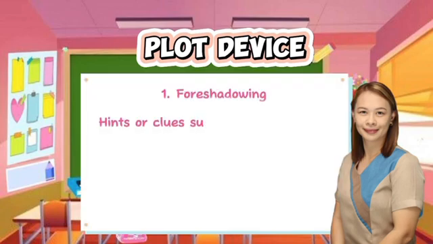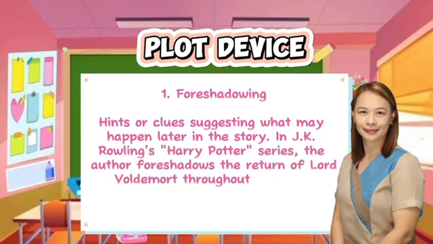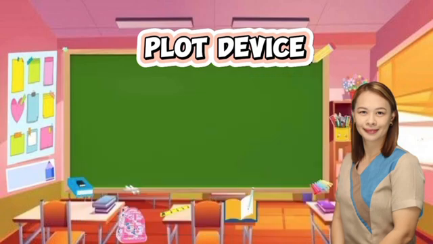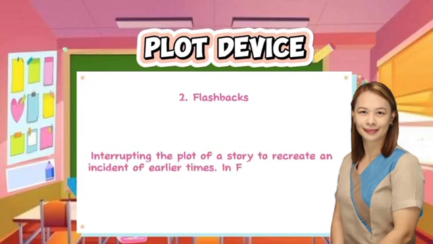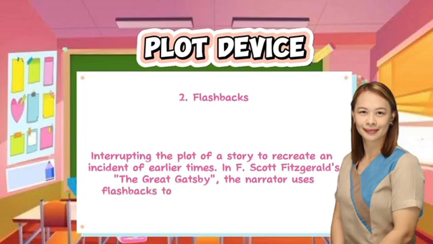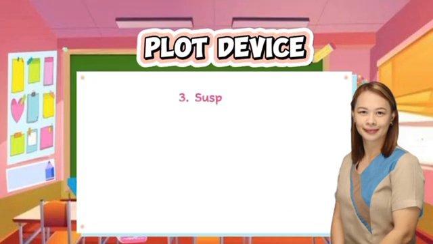One, foreshadowing. Hints or clues suggesting what may happen later in the story. In J.K. Rowling's Harry Potter series, the author foreshadows the return of Lord Voldemort throughout the early books. Two, flashbacks. Interrupting the plot of a story to recreate an incident of earlier times. In F. Scott Fitzgerald's The Great Gatsby, the narrator uses flashbacks to reveal the backstory of Jay Gatsby.